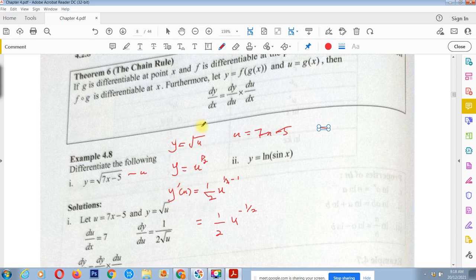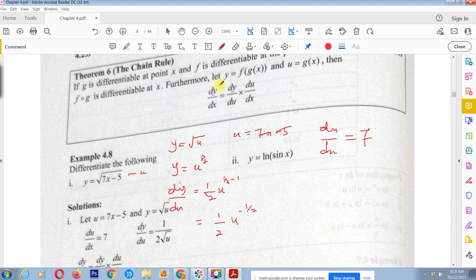Now we want dy dx. To denote this more easily, we use dy du because we differentiate with respect to u. Now this is du dx. Sorry, this is u, so du dx, and we differentiate with respect to x, so we will have 7.